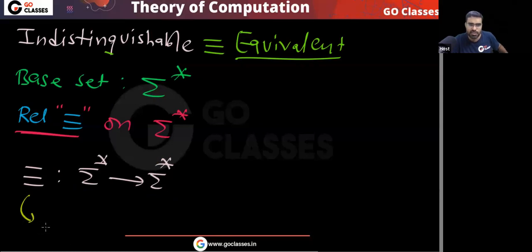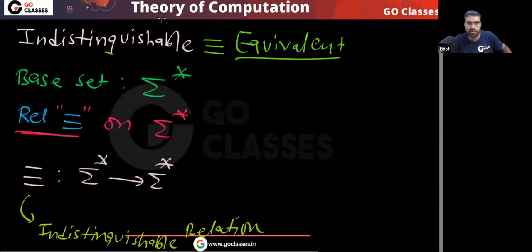This is your indistinguishable relation. So this relation is given, from sigma star to sigma star, meaning strings of sigma star will be related to strings of sigma star. Now, let's assume a DFA is already given to you, a given DFA M.